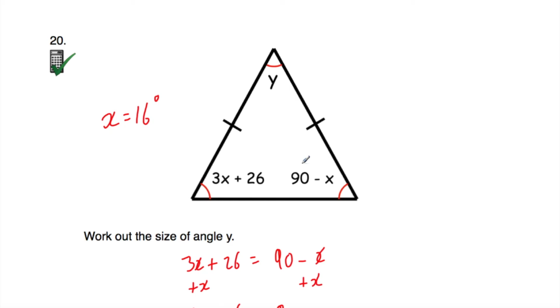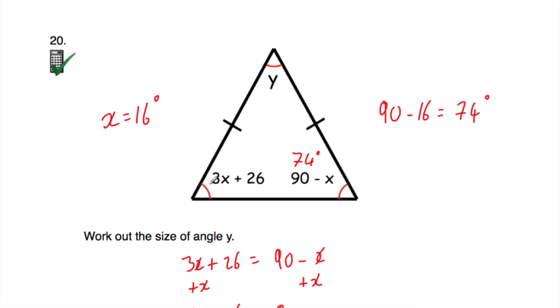each other. So 90 minus x, that's going to be 90 minus 16. So 90 minus 16 is equal to 74 degrees. So that means that this angle is 74 degrees. And then down here we've got 3x plus 26. So it's going to be 3 times 16 plus 26.